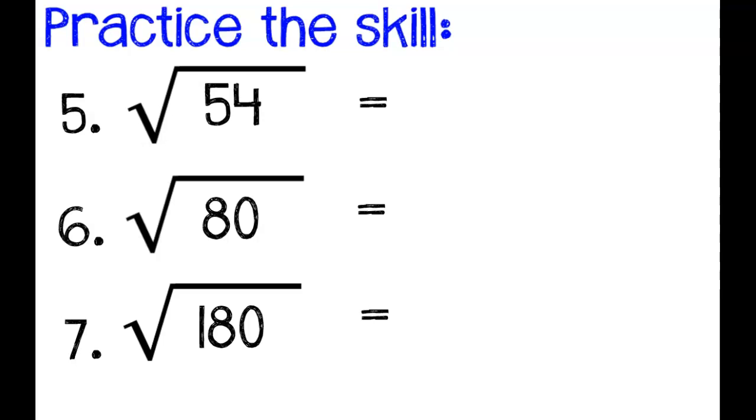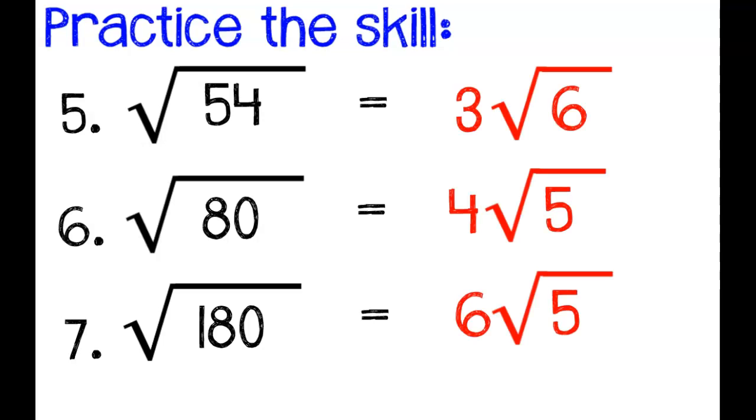Okay, let's see how you did. 3 square roots of 6, 4 square roots of 5, and 6 square roots of 5. So that's how you simplify radical expressions. Now let's talk about what happens sometimes when you go off on the wrong path.